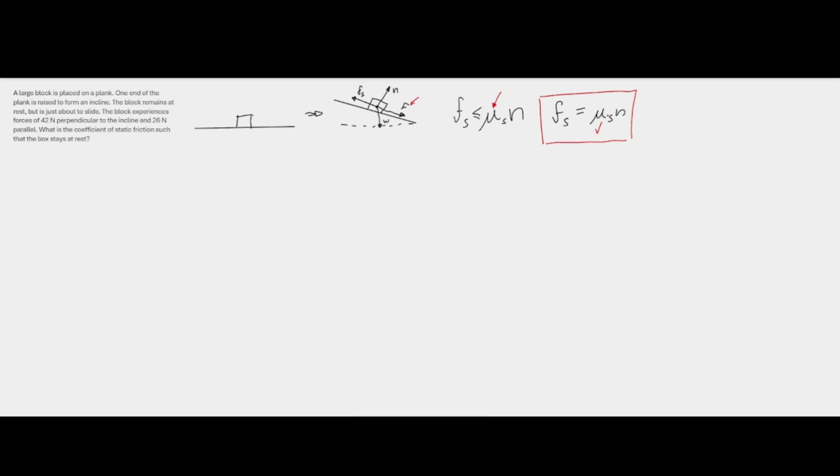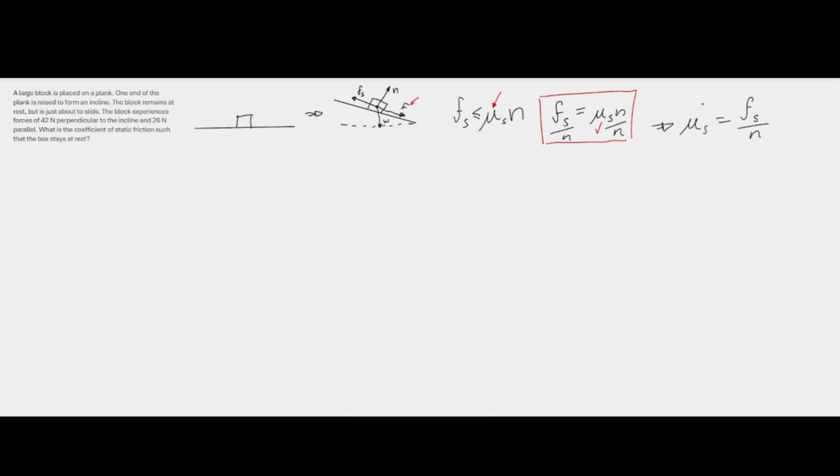So what do I do then if I want to find the coefficient of static friction? Well, then I divide both sides by the normal force. And I see then that the coefficient of static friction is equal to F sub s divided by the normal force. And these are just the magnitudes of two forces.